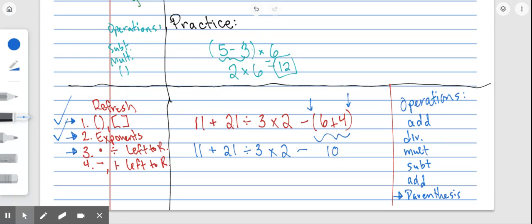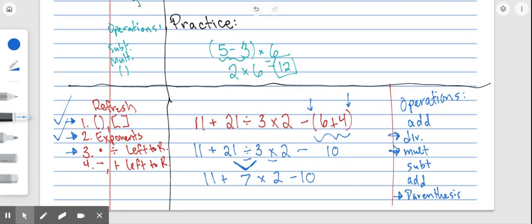Is there any multiplication or division? If I look at my operations, there's multiplication and division. Okay? Now it says left to right. So that means over here where I've got division and I've got multiplication, the leftmost thing has to happen first. So I have to take care of 21 divided by 3 first because it came first. 21 divided by 3 is 7. Okay, and then I'm going to rewrite the whole thing. 11 plus 7 times 2 minus 10.